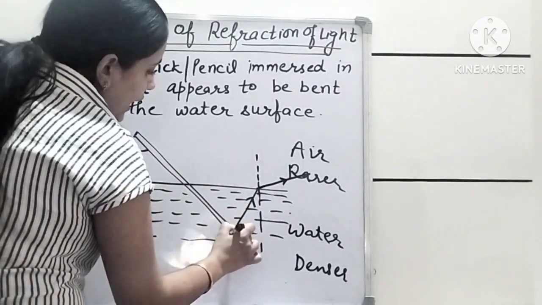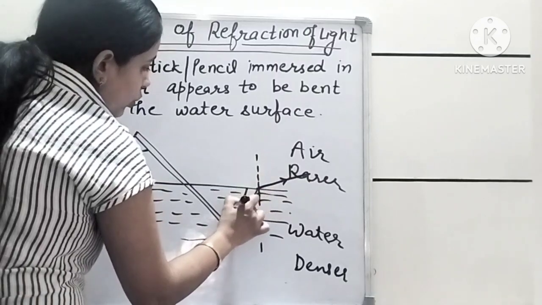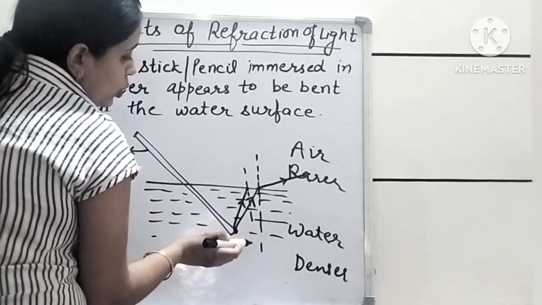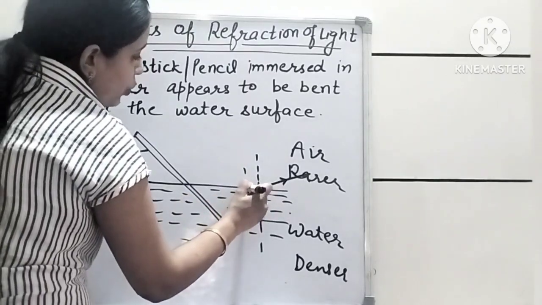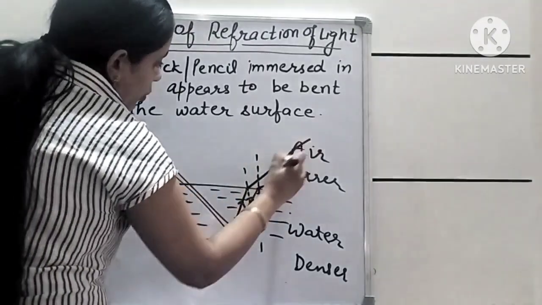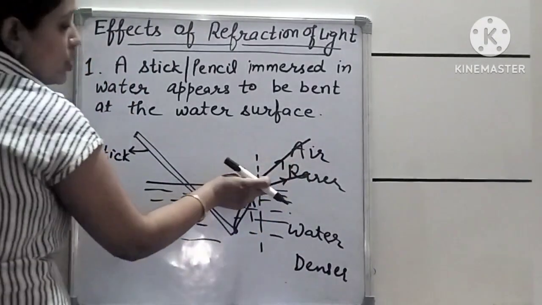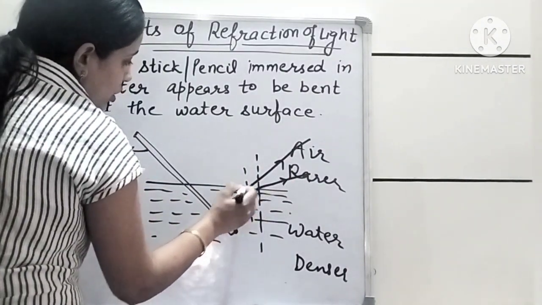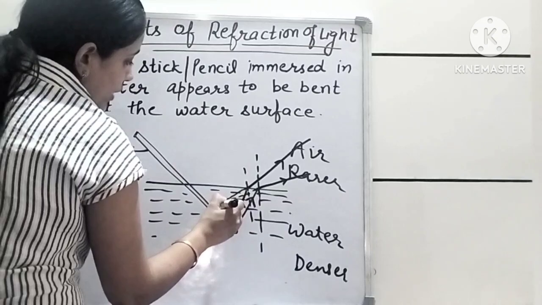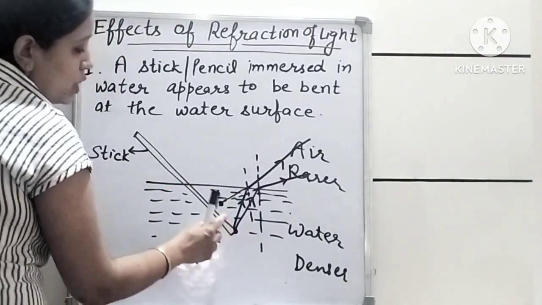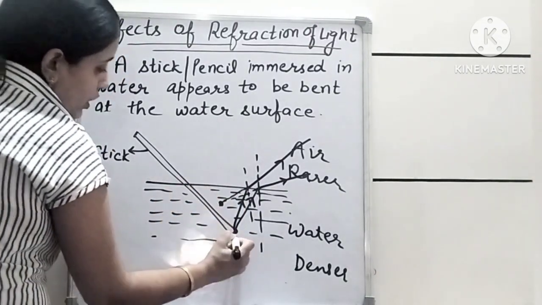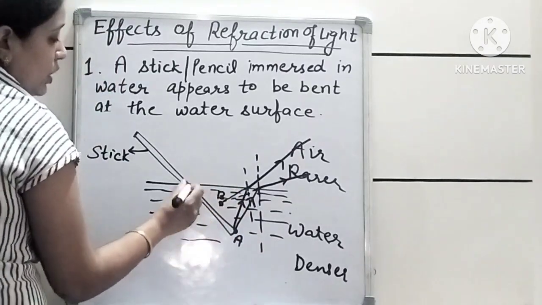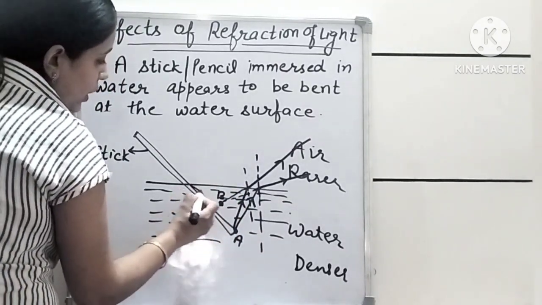And for another light radiation which is incident on that surface, we will draw the normal. It will also go from denser to rarer, and it will move away from the normal. These two radiations do not meet each other at that point, so we will extend these two radiations. These two radiations meet at this point. So the image of this point is this. This point is A, this is B. The image of point A is B. So this point appears to be here.